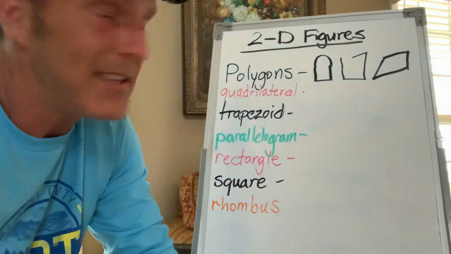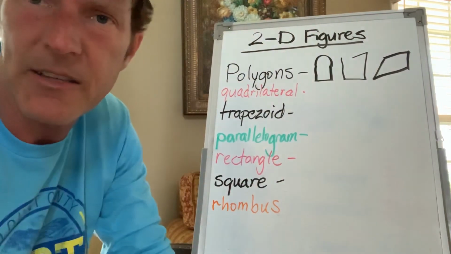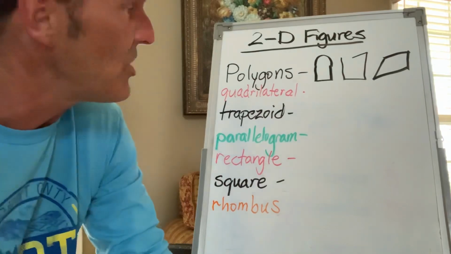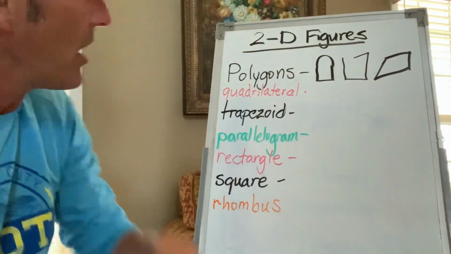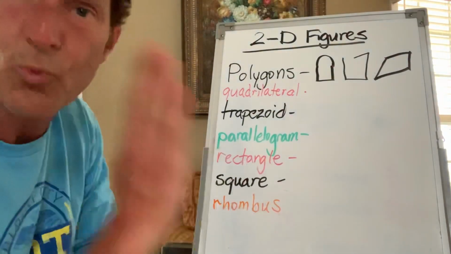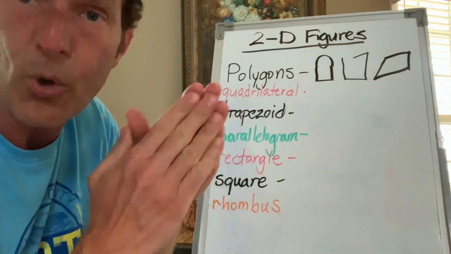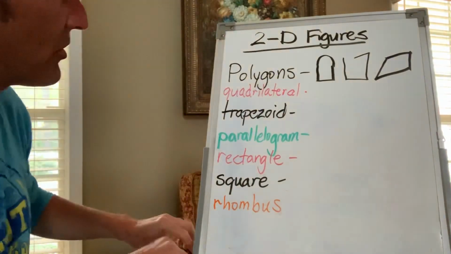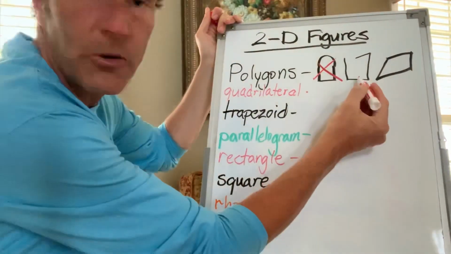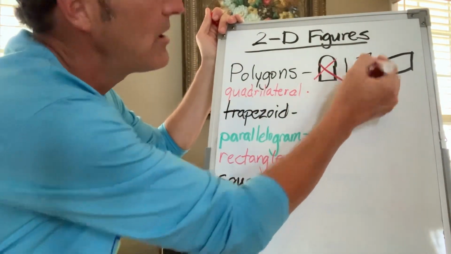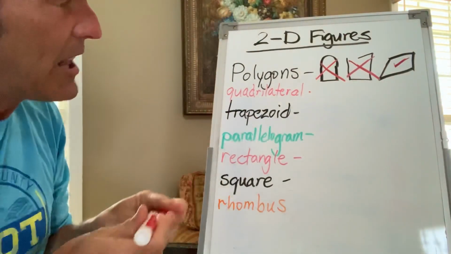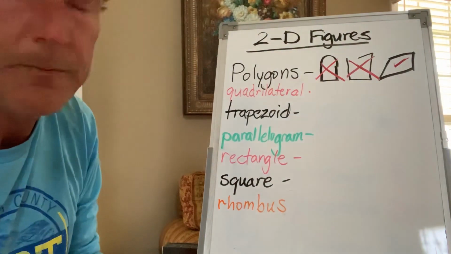Our lesson this week is on 2D figures and classifying those, and it seems pretty easy but can be a little tricky. So let's first of all talk about what a polygon is. A polygon is a 2D figure that has straight sides and is closed. So this figure here, because it's got curved sides, is not a polygon. This figure right here, because it's not closed, is not a polygon. But now this one is, because it's made up of straight line segments and it's all closed.